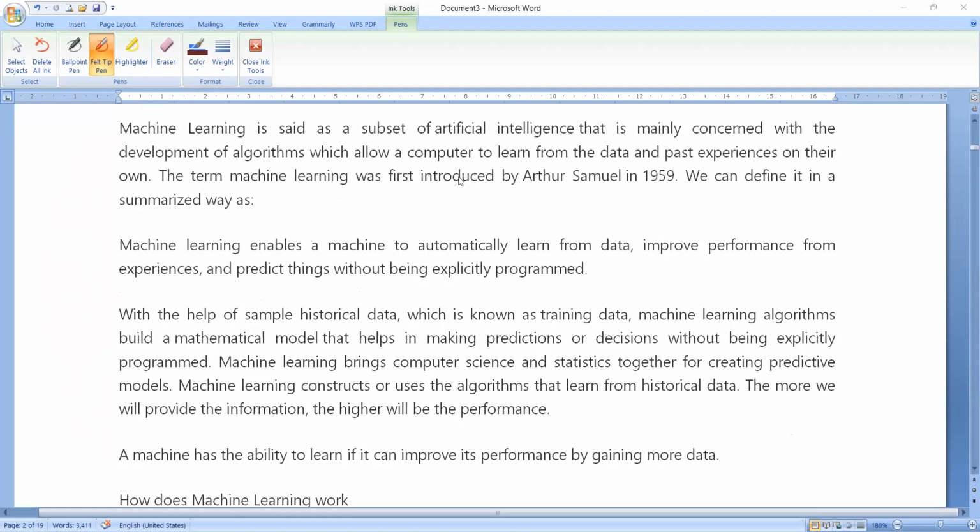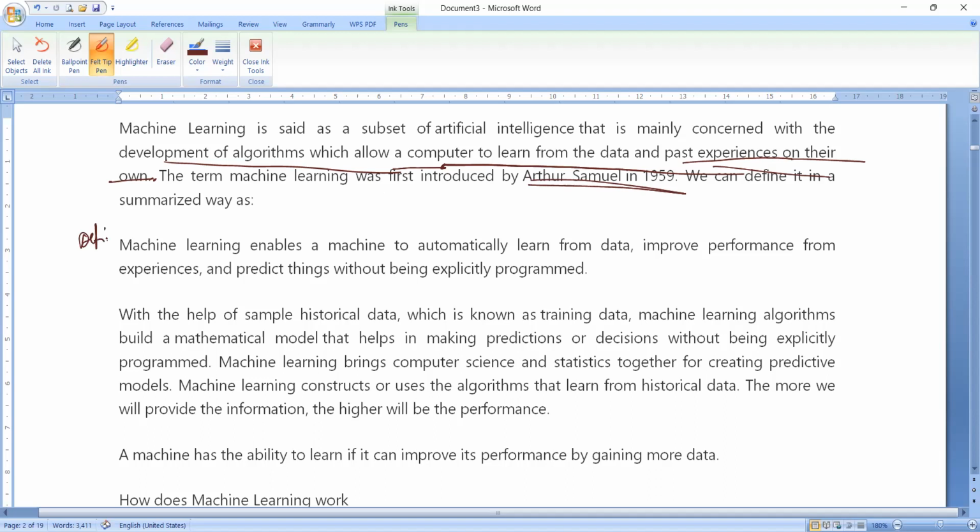Machine learning is a subset of artificial intelligence that is mainly concerned with the development of algorithms which allow the computer to learn from the data and past experiences on their own. This is the basic definition of machine learning. The term machine learning was first introduced by Arthur Samuel in 1959, and we can define and summarize it like this.